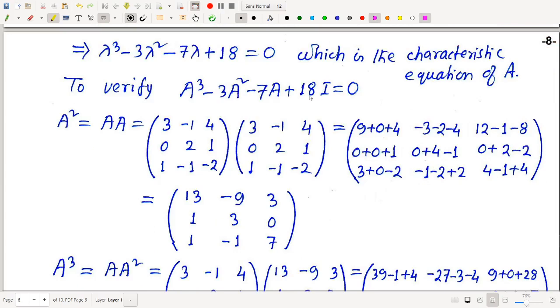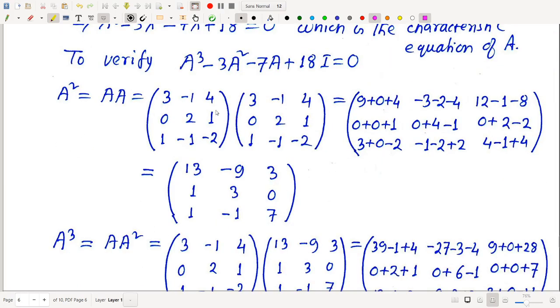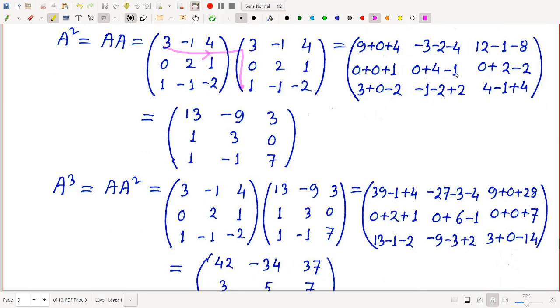It becomes a matrix again, equal to O, where O means null matrix. So A square we find first, A into A. Multiplying these two matrices by this rule, all of you know, in the first matrix we move towards the row, in the second matrix towards the column. So 3 into 3, 9, minus 1 into 0 means 0, 4 into 1, 4. With the same process we have multiplied and we have got this matrix.